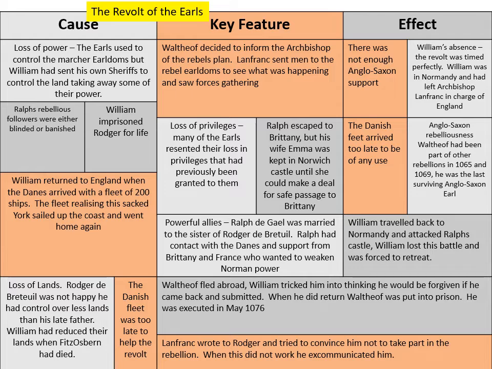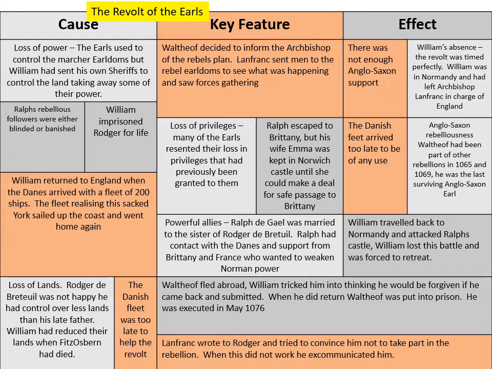Ralph de Gaulle was married to the sister of Roger de Breteuil. Ralph had contact with the Danes and support from Brittany and France, who also wanted to weaken Norman power there. And finally, Anglo-Saxon rebelliousness itself was a cause. So Waltheof, the only Anglo-Saxon leader of the rebellion, had been part of other rebellions in 1065 and 1069, and he was also the last surviving Anglo-Saxon Earl.